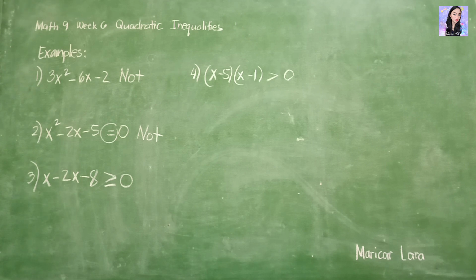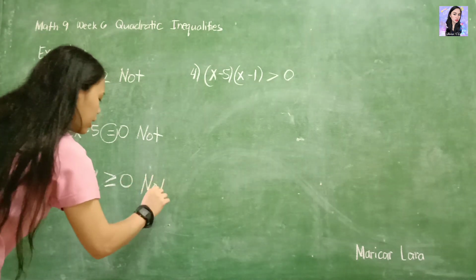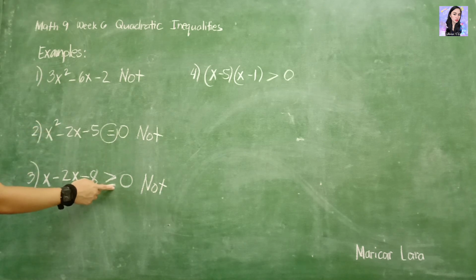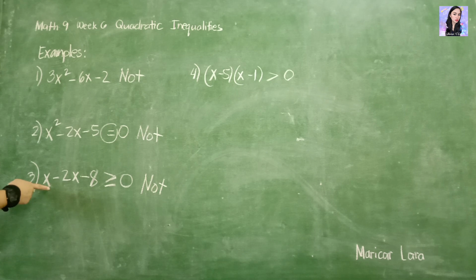Next, number 3, x minus 2x minus 8 is greater than or equal to 0. So not inequality din kasi wala siyang exponent na 2. Linear lang siya. Although meron siyang inequality sign, pero wala namang exponent na 2.